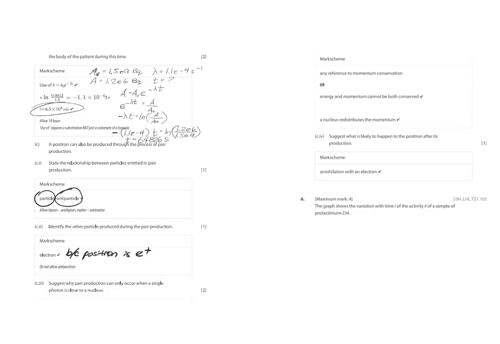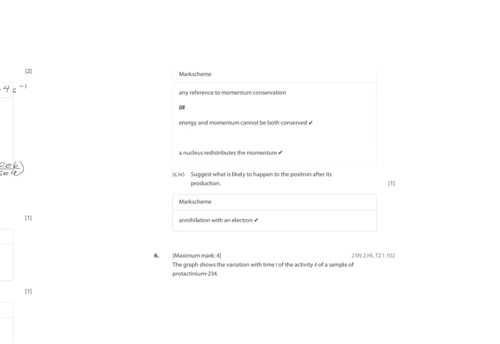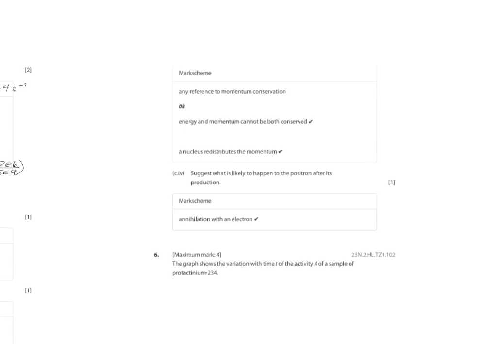C3 says why pair production can only occur when a single photon is close to a nucleus. The mark scheme says reference to momentum conservation, or the fact that energy and momentum cannot both be conserved, or that the nucleus redistributes the momentum. I'm not even really sure what they mean by that. But for C4, it says what is likely to happen to the positron after its production. It meets an electron and then it annihilates, and it goes right back to being energy, usually in the form of a gamma photon.